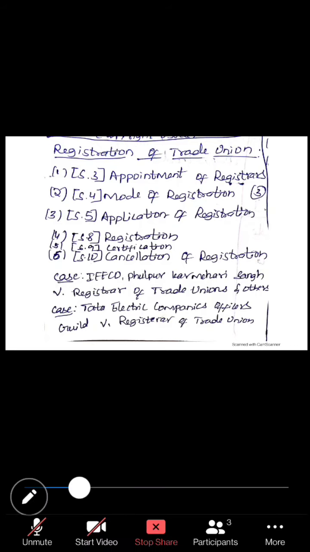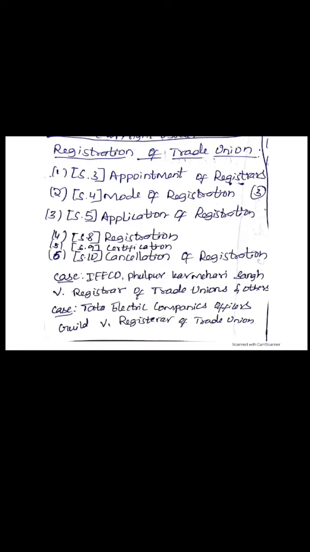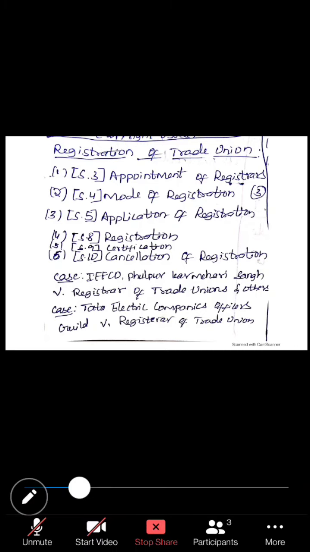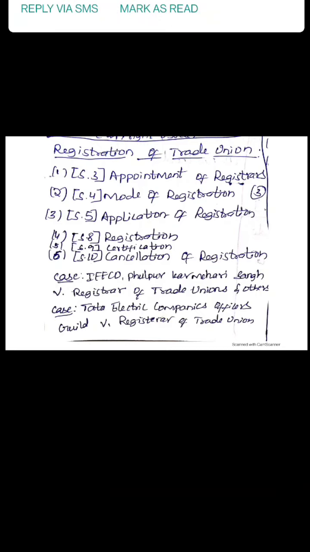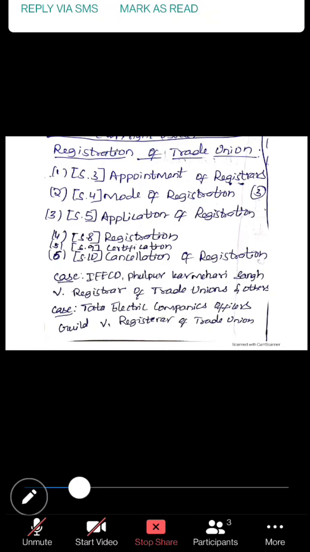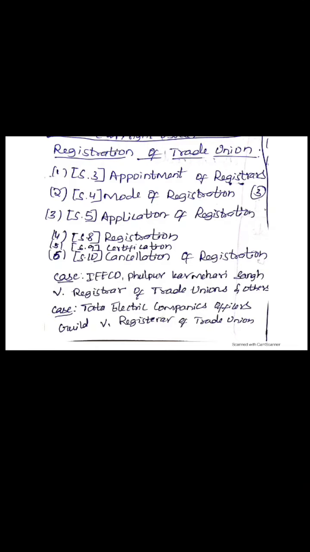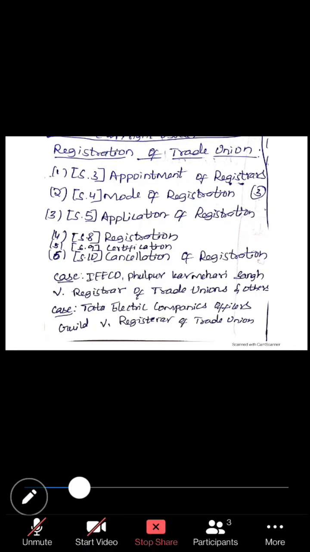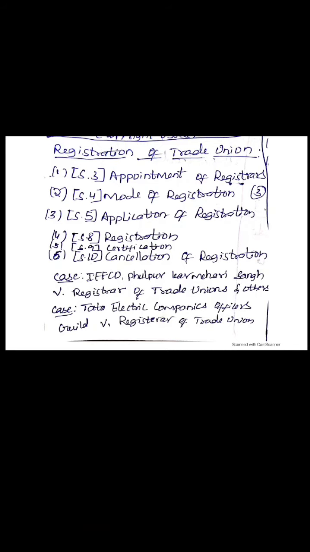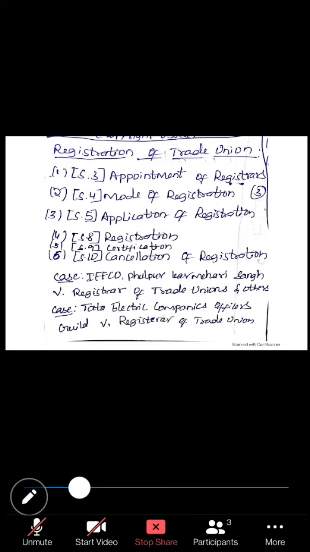On the application of the trade union in the prescribed manner, if the trade union itself applies for cancellation, then the registrar can cancel it. If there is a fraud or mistake in the application, then the registrar can cancel it. If the trade union ceases to exist, then the registrar can cancel it. If the trade union, after notice from the registrar, willfully contravenes any provisions or continues to follow a rule inconsistent with the provisions of the Act, if they don't follow the law, then the registrar can cancel it.